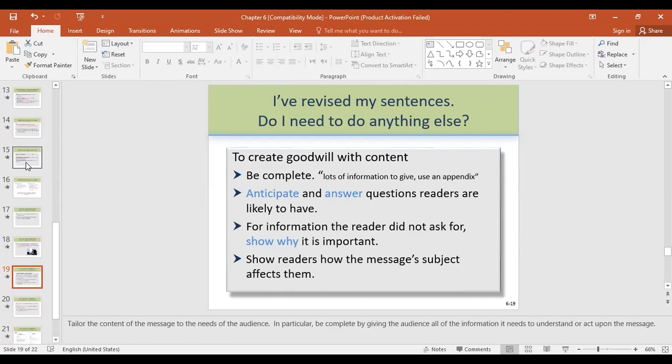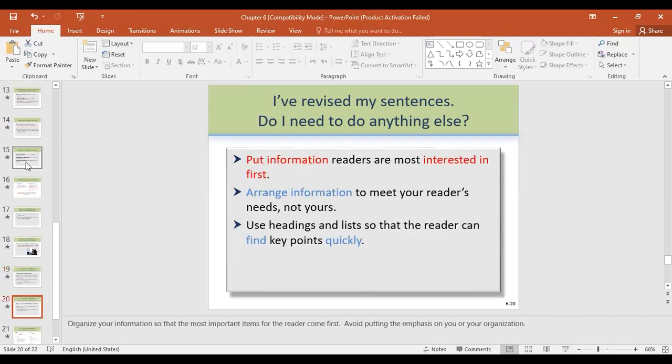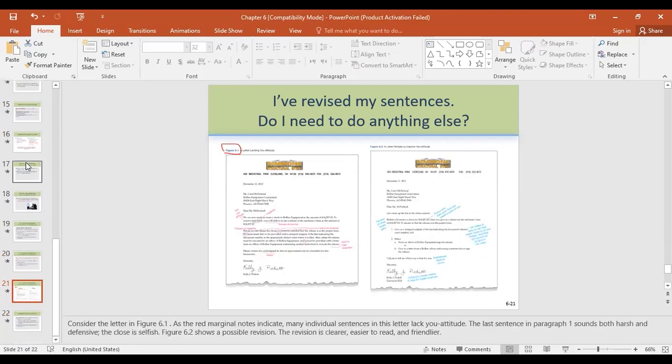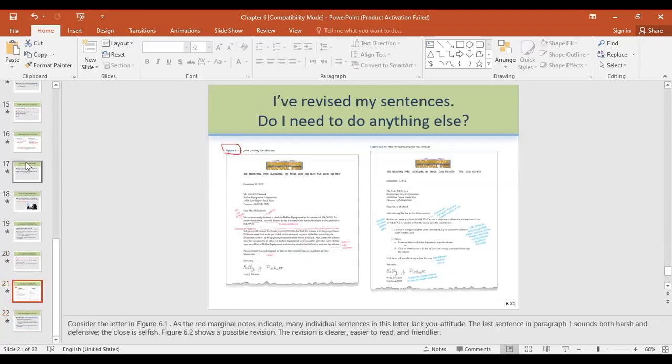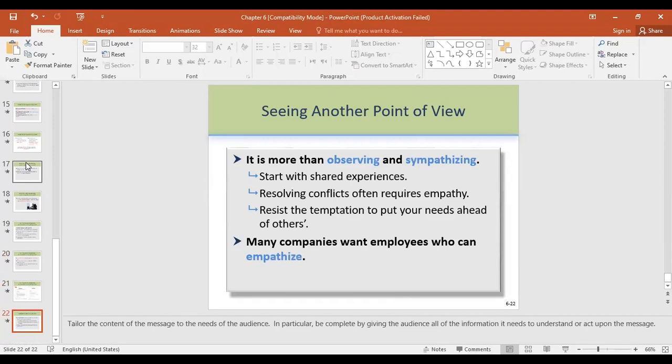How to create goodwill with content: we have 6 points, explained as we explained them. Here we have a comparison between two documents, before and after, when we found some mistakes, and how we need to correct these mistakes by revising the mistaken sentences. And finally, we talked about another point of view.